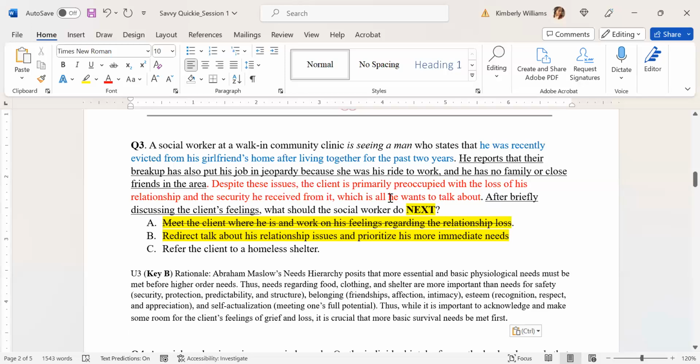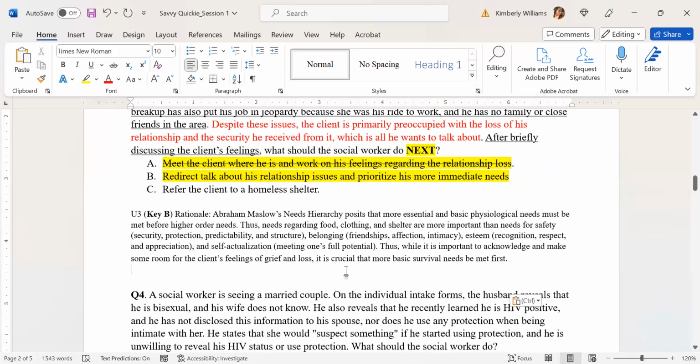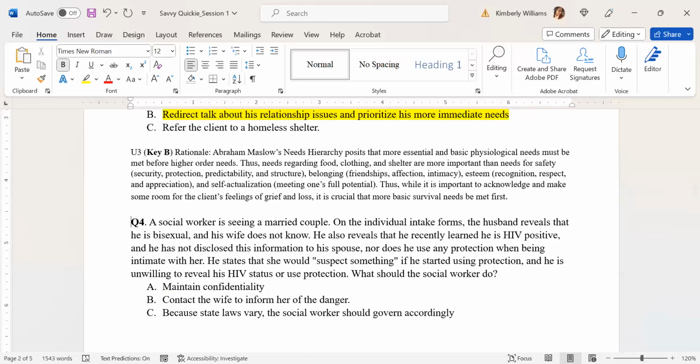That is not always the case. Sometimes that's the case, but you want to specifically pay attention to the last thing that was done by the social worker, because it says, what should the social worker do next? So that means, what has the social worker already done? If she hasn't done anything, then you use the priority problem and do what comes next. Any questions about that one before we move on to the next one?